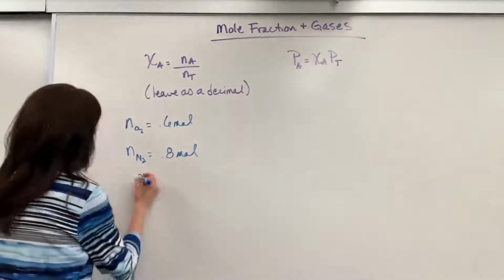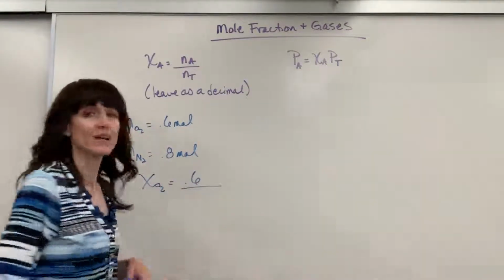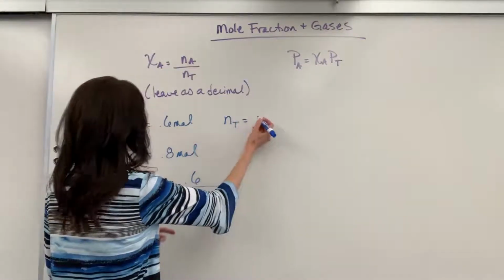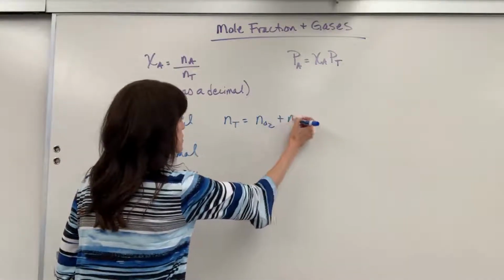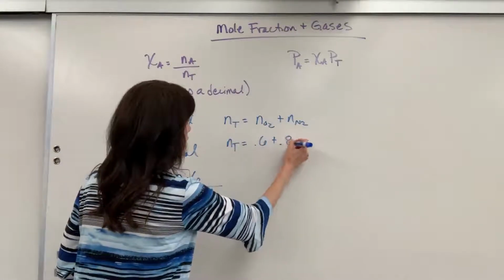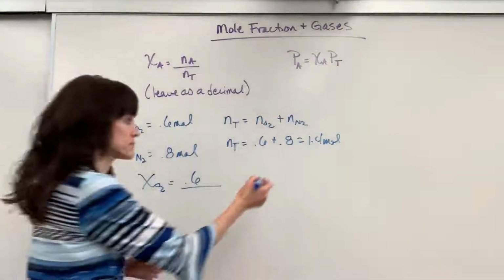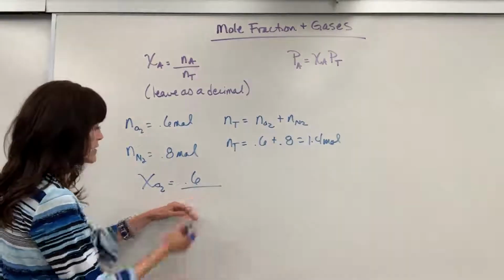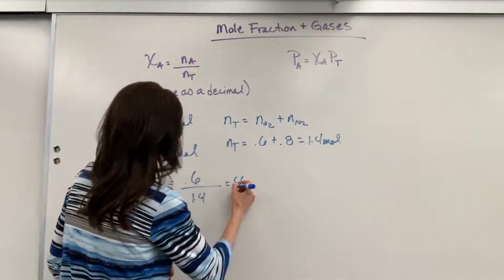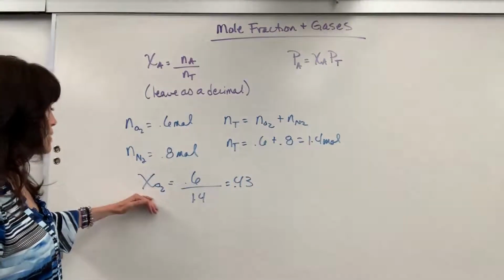So to find the mole fraction of oxygen, I simply take the moles of oxygen and divide it by the total moles. Well, the total moles, N sub T, is simply going to be moles of oxygen plus moles of nitrogen. Total moles will be 0.6 plus 0.8, which is 1.4 moles. So there are my total moles inside this mixture. So divide this by the 1.4, and we are going to get 0.43, and that's going to be for the oxygen.